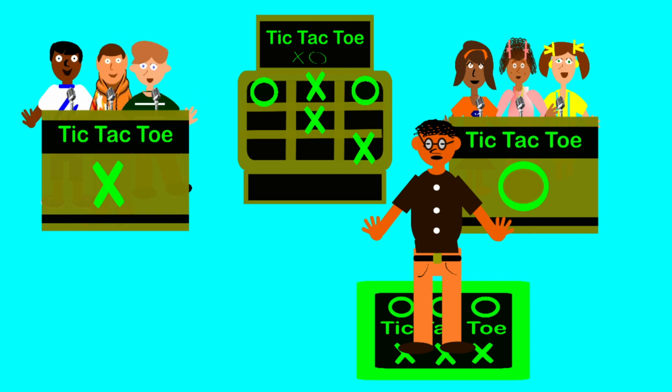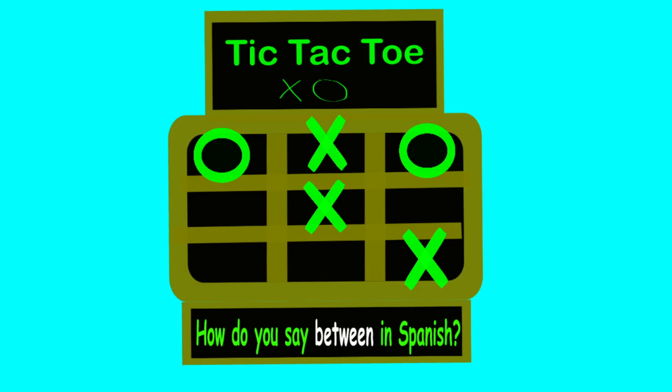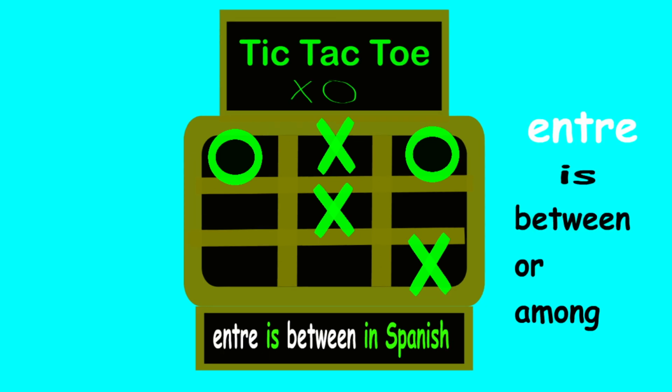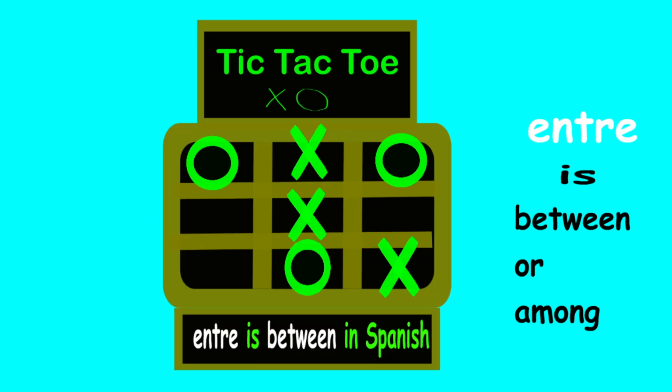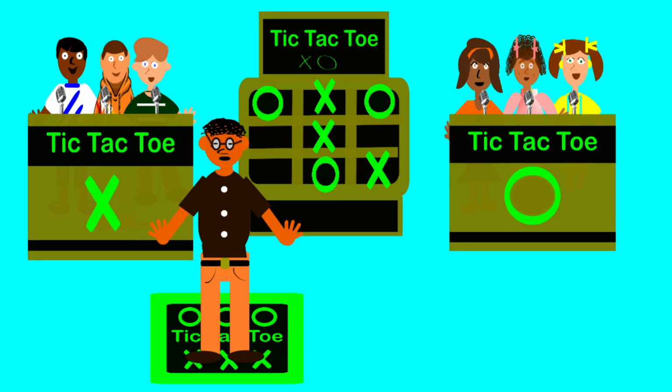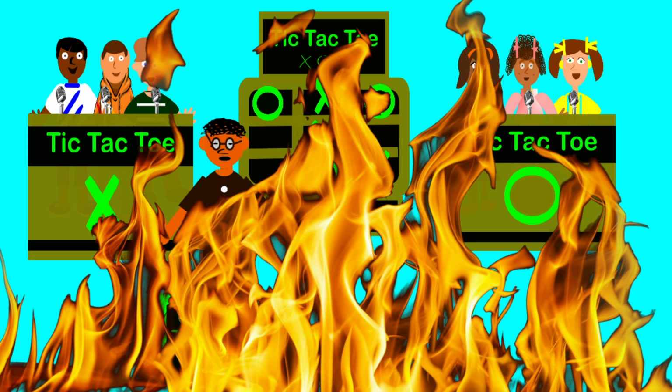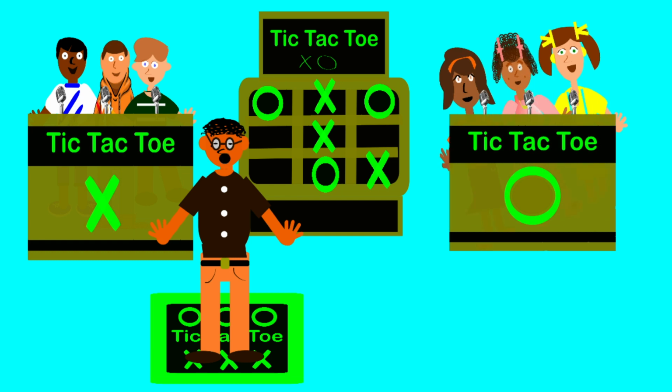O's, you are back on the board. And your question is, how do you say between in Spanish? Entre is between or among in Spanish. Yes, that is correct, girls. Here's your chance to place your O on the board. The bottom center square, of course. Take that, boys. You guys are on fire. Another successful block from the girls.